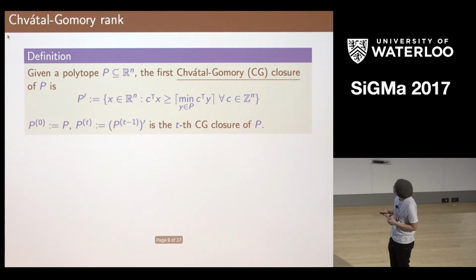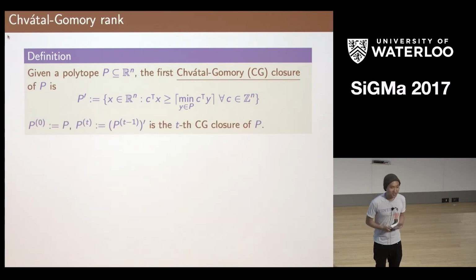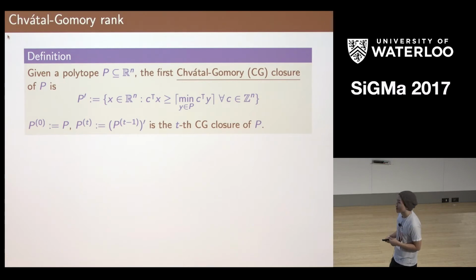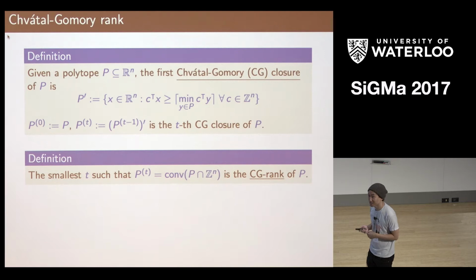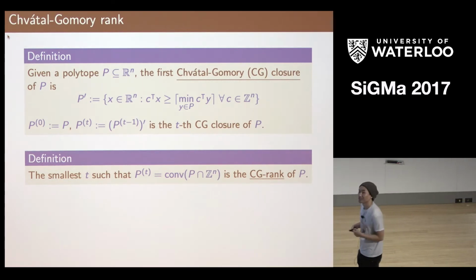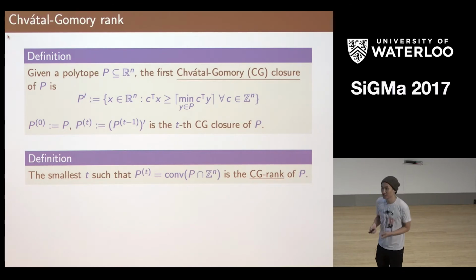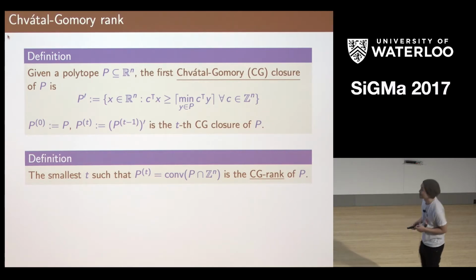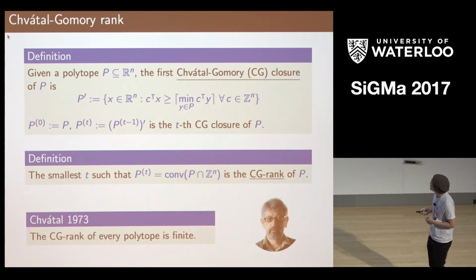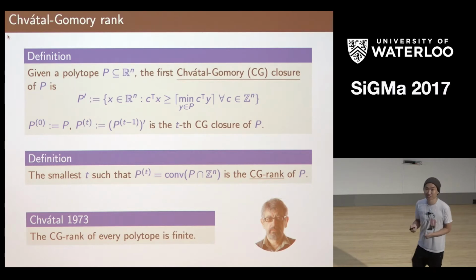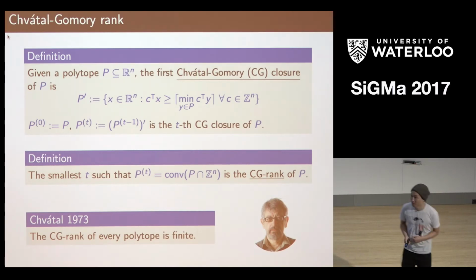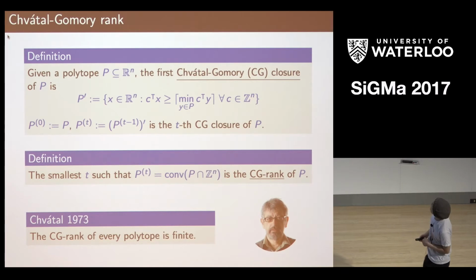And you can iterate this procedure. So you can take the closure of the closure, and that allows you to define the t-th CG closure. And so now the smallest t such that the t-th closure is equal to the integer hull, that's what we'll call the CG rank of your polytope, okay? Now, it's unclear that this number is actually finite, but Chvátal proved that, in fact, this procedure will terminate after a finite number of rounds for every polytope.